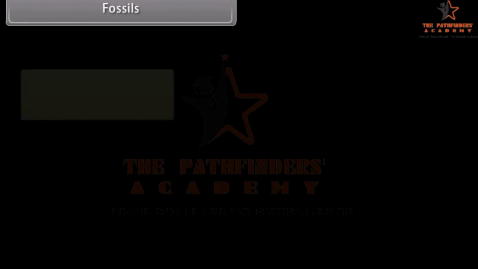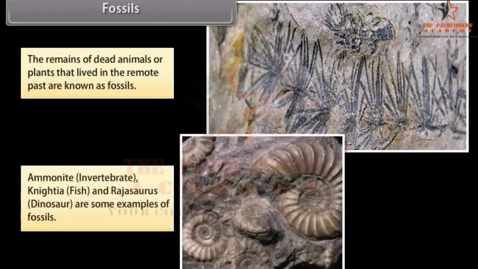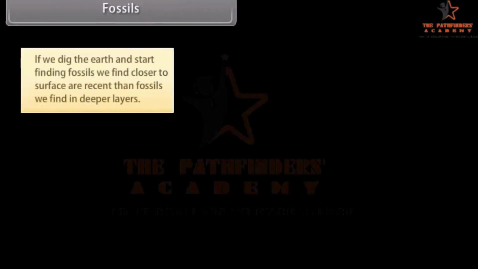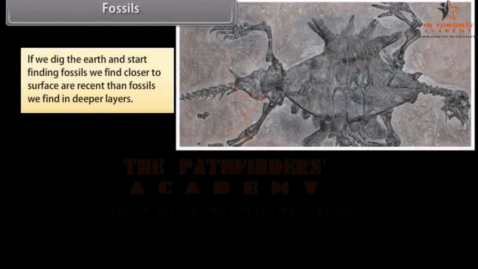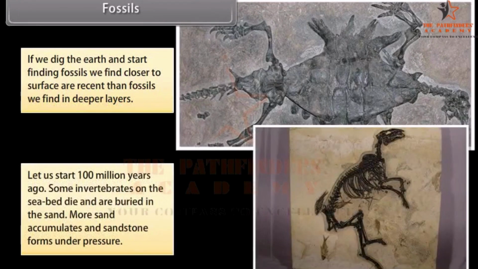Fossils. The remains of dead animals or plants that lived in the remote past are known as fossils. Ammonite, an invertebrate, Rajasaurus, a dinosaur, and a fish are some examples of fossils. If we dig the earth and start finding fossils, we find that those closer to the surface are more recent than fossils we find in deeper layers. Let us start 100 million years ago.